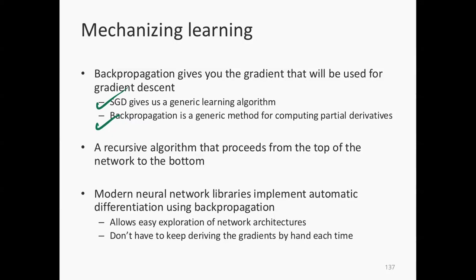Backpropagation itself is a recursive algorithm that proceeds from the top of the network down to the bottom. I would say all modern neural network libraries implement this kind of automatic differentiation. There are a few other variants of this. In some literature, this is also called reverse mode autodiff, reverse mode because you're proceeding backwards.